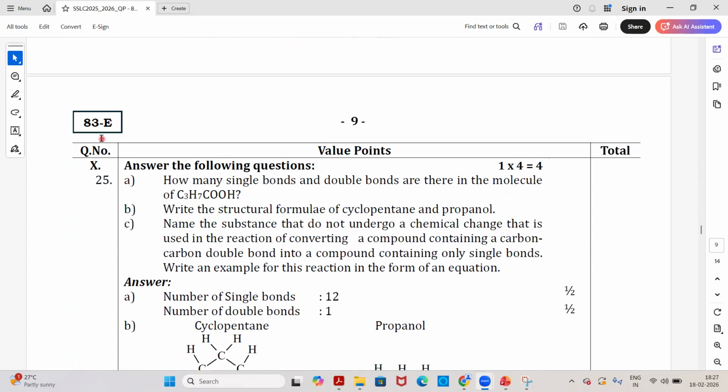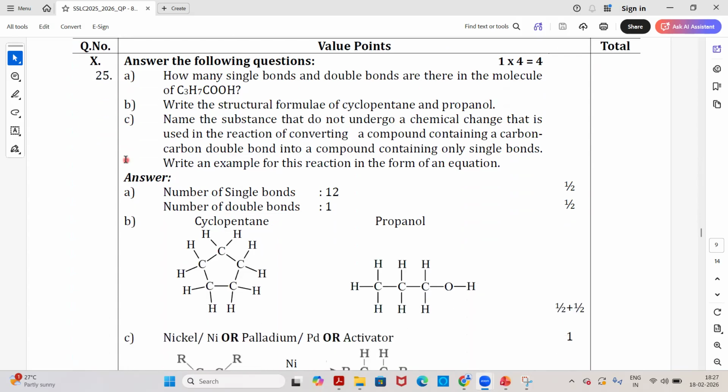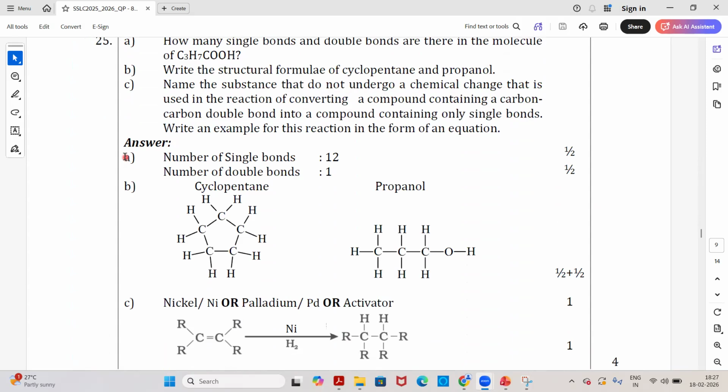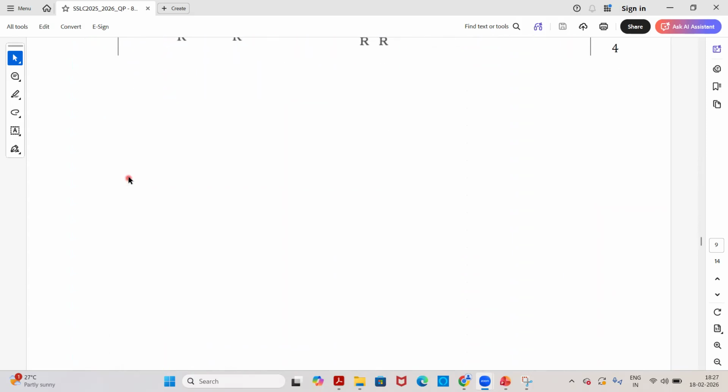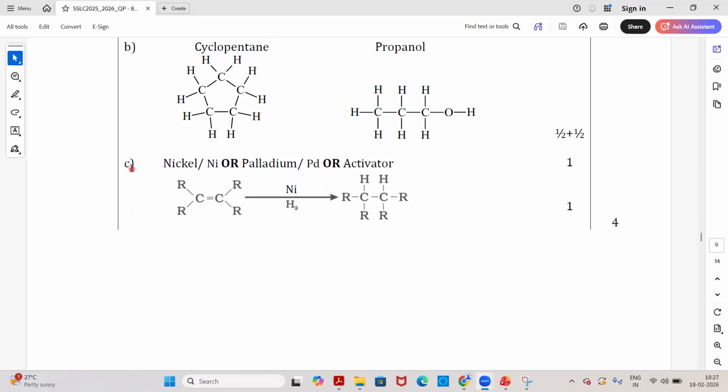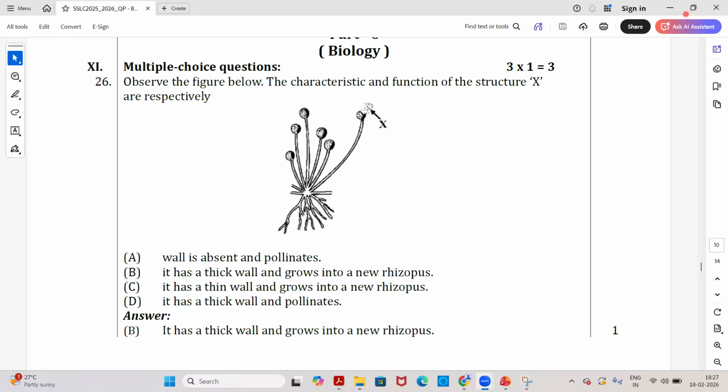Next, we have question 25th, which has 3 sub-questions. And answer A, answer B, and answer C for it is given over here. So now with this, we are completing our chemistry section. Now let us move and see our part C, that is our biology. So this is our part C, biology.